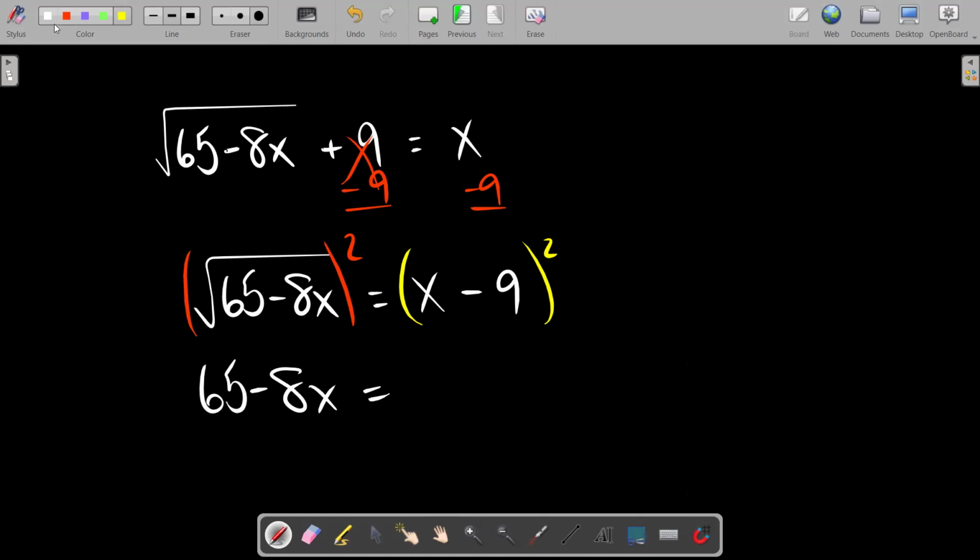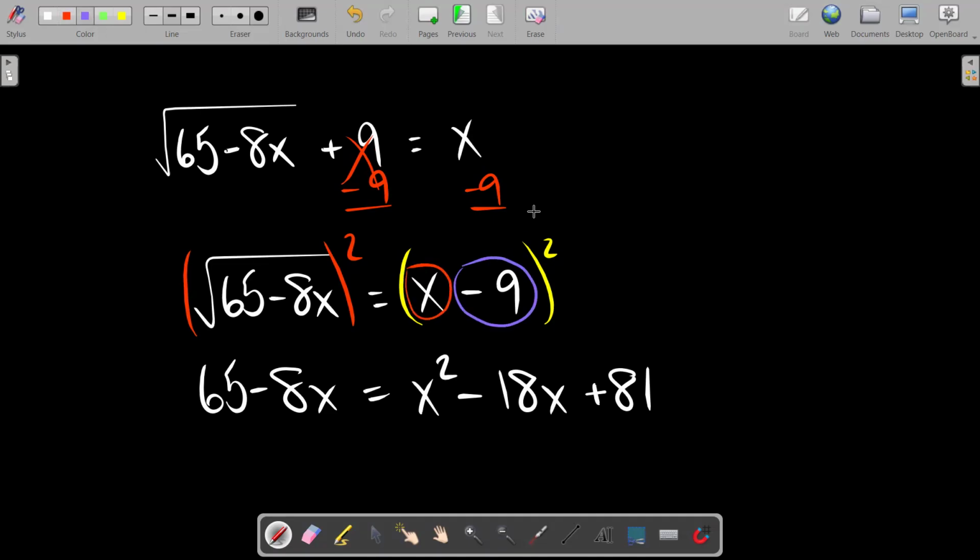What is x minus 9 squared? x squared minus what? Minus 18x. Good job. And if you are sitting there with your jaw hanging on the floor wondering how they got that, again, it's just red and purple. Red squared is x squared. Purple squared is 81. Red times purple is negative 9x, double it, negative 18x.